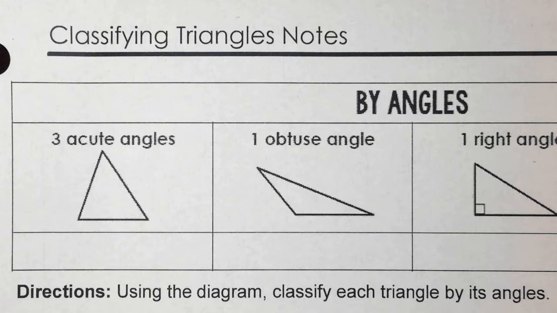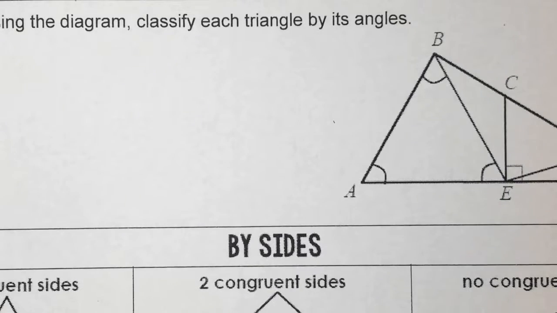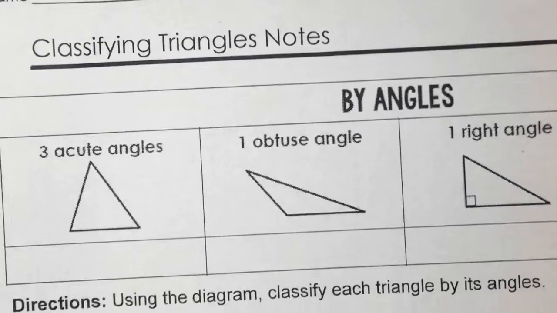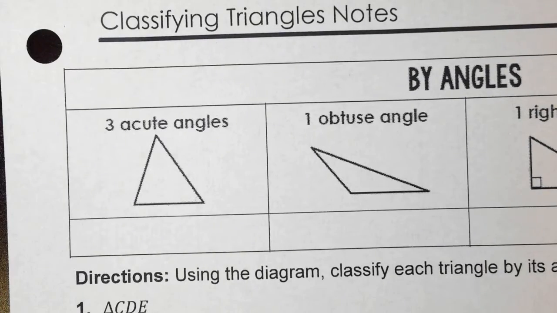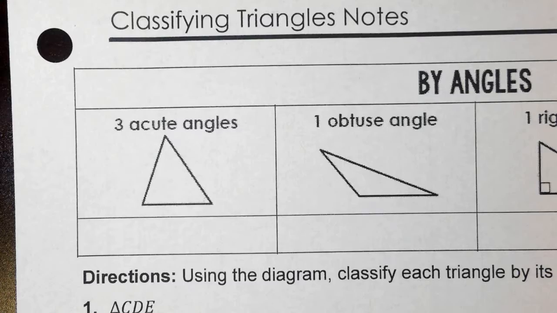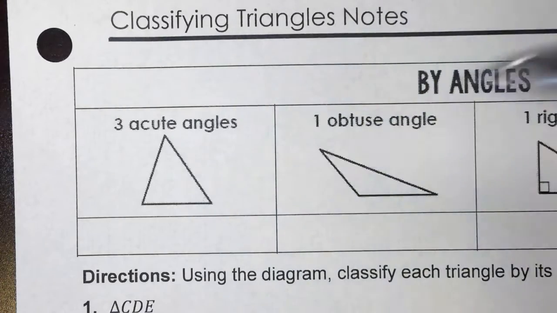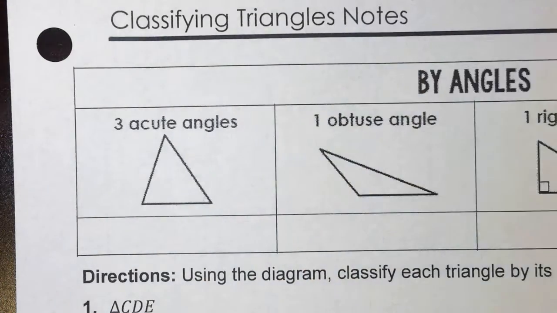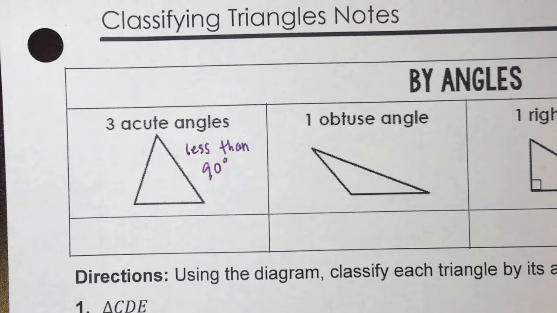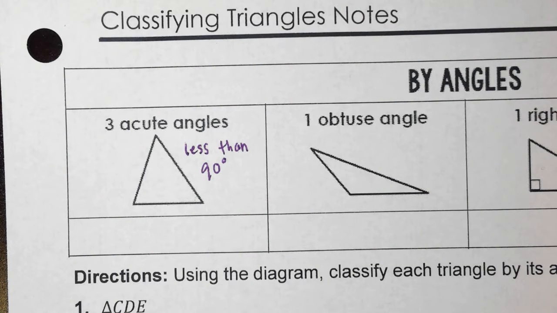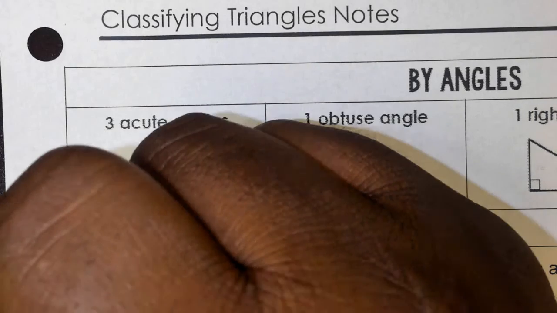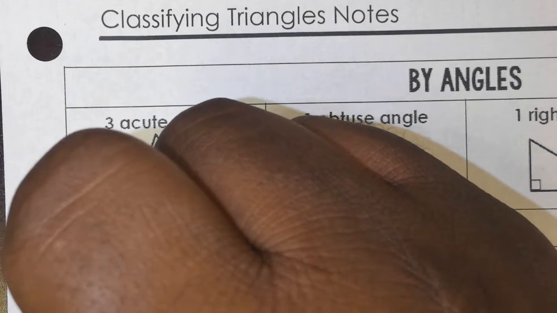So, two ways to classify triangles: by their angles and by their sides. We're going to talk about classifying them by their angles first. By their angles, if a triangle has three acute angles, which are any angles less than 90 degrees, so if all three of your angles are less than 90 degrees, and you should be able to see it by sight, then your triangle is called an acute triangle.